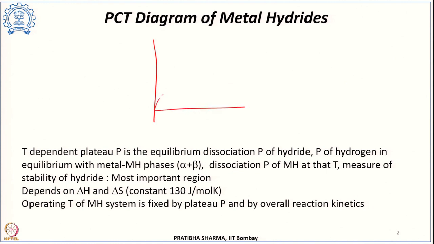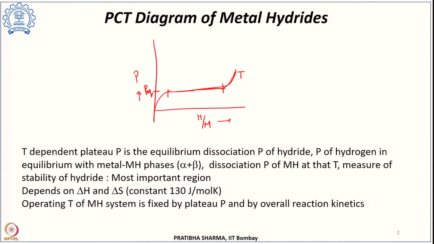Now, we have seen in the earlier class the pressure composition isotherm and the three regions that exist. Here, this plateau region has its own importance. This flat plateau that we have seen when we plotted the pressure with the concentration is temperature dependent. So, this is drawn at a particular temperature. If we change the temperature, this equilibrium pressure, this plateau pressure will also change. This temperature dependent plateau pressure is also known as equilibrium pressure.